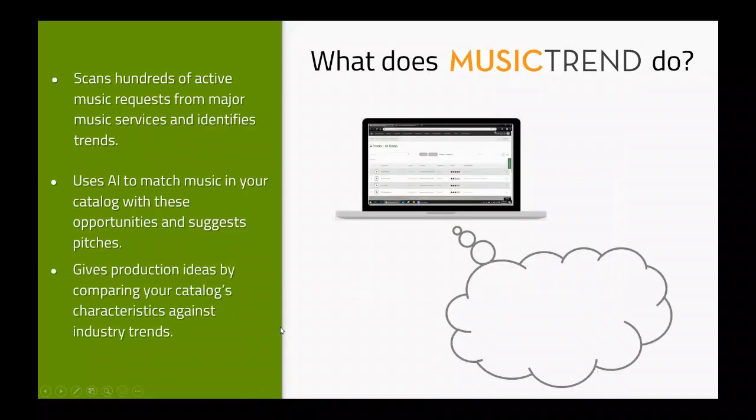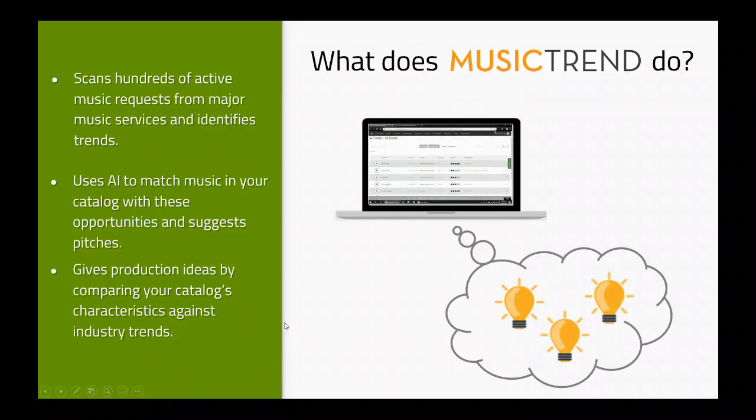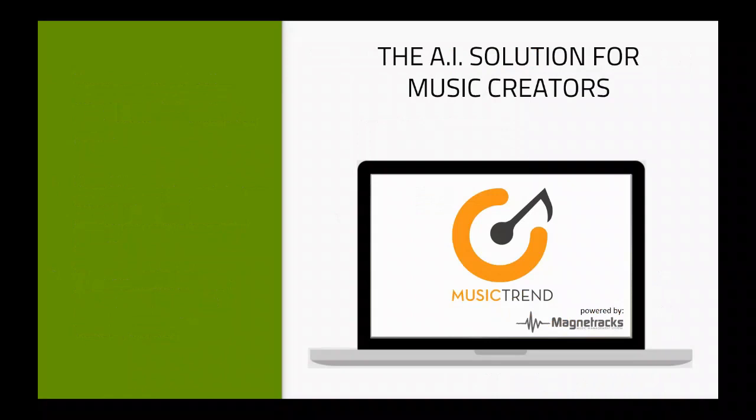And lastly, it gives you production ideas by comparing your catalog characteristics against trends. And it'll suggest things like, hey, you have a lot of orchestral trailer cues. We're noticing a lot of demand for this kind of stuff. And here are the moods that seem to be trending. Here are the stylistic references that seem to be trending. Perhaps you want to write more of this. So why don't we actually dive into the system, and I'll show you how all three of these questions are answered.